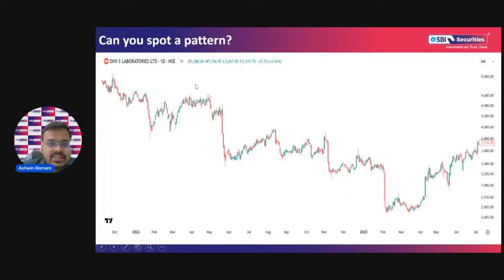So yeah, you can call this a triple top as well, or maybe a double top. You can see there's a strong resistance around the 4,500 mark here, and there's a strong support around the 2,800 mark here. So Divi's Lab, yes. I can see a double bottom. I can also see a triple top, double top. But there is one more pattern that I'm looking at.